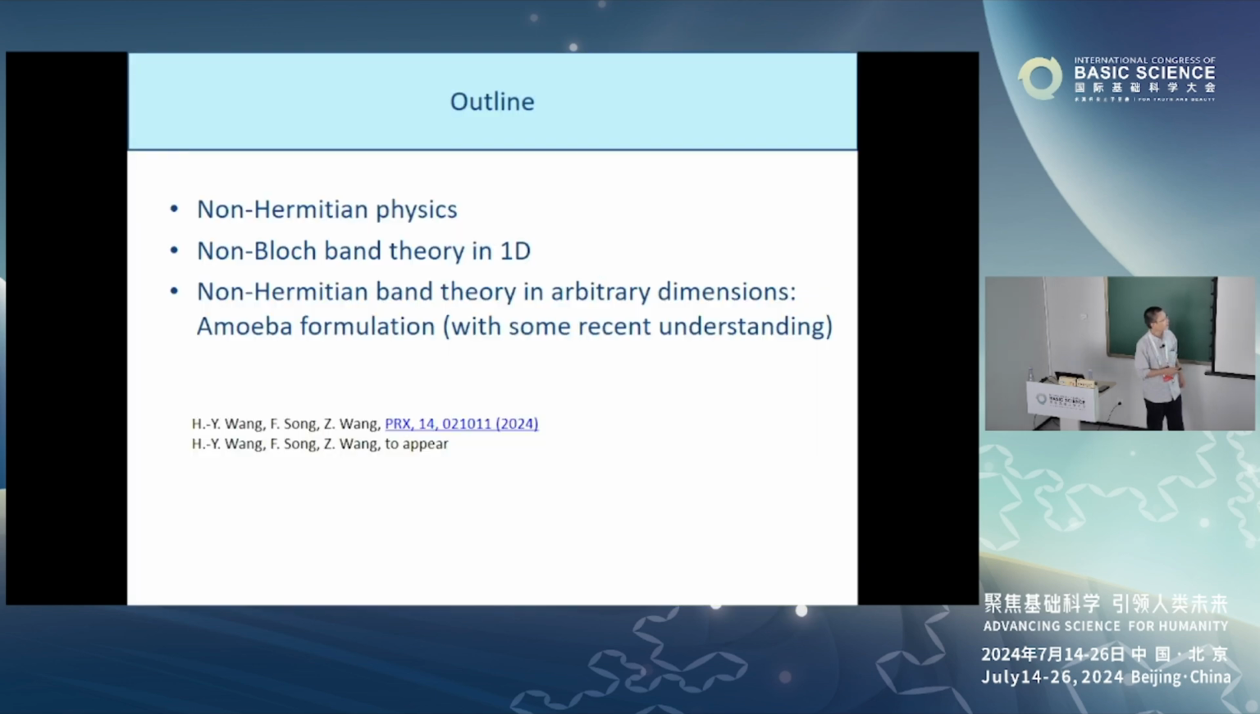So here is a brief outline of the talk. First of all, I will introduce some basic concepts of non-Hermitian physics, and then I'll review the non-Bloch band theory first for one dimension, and then I'll talk about the generalization to arbitrary dimensions, which is based on the amoeba concept. I will also talk about some very recent understanding of why this theory works.